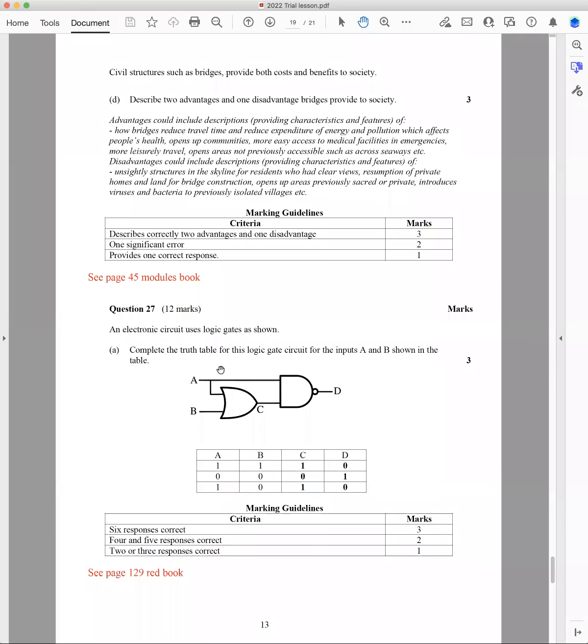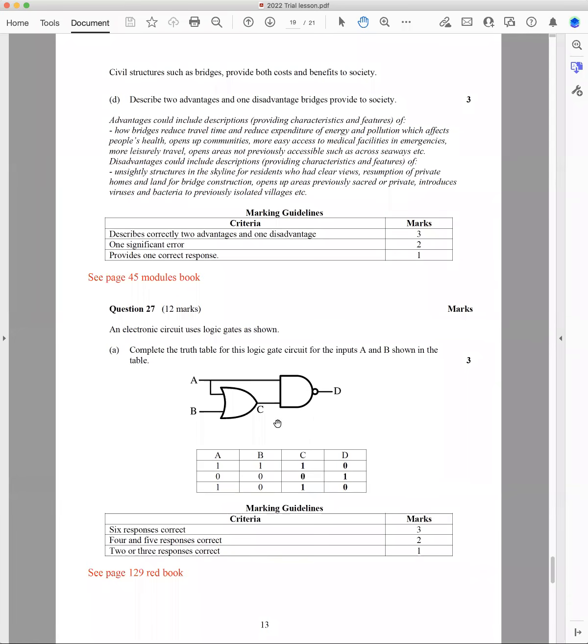This is a logic gate question. You had to fill in these here. This is an AND gate, right? Sorry, this is an OR gate. That's an OR gate. And this is a NAND gate. When you see it like this, it's normally an AND, but when you've got that little circle there, it's a NAND gate. So you just work out as an AND and go the opposite.